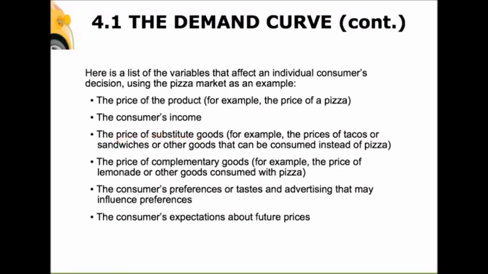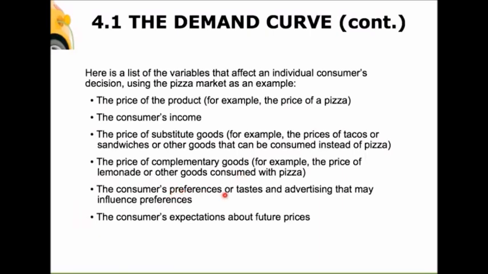Another important variable is the price of substitute goods. Suppose the price of tacos or the price of sandwiches changes. Well, if there's a significant increase in the price of sandwiches, then we might buy fewer sandwiches and hence more pizza. Right? So the price of substitutes also affects how much pizza you want to buy, as well as the price of complementary goods, or goods that go with pizza. The example we have here is the price of lemonade. If the price of lemonade goes down and you really like to have lemonade with your pizza, then you might be willing to buy more pizza even at the same price.